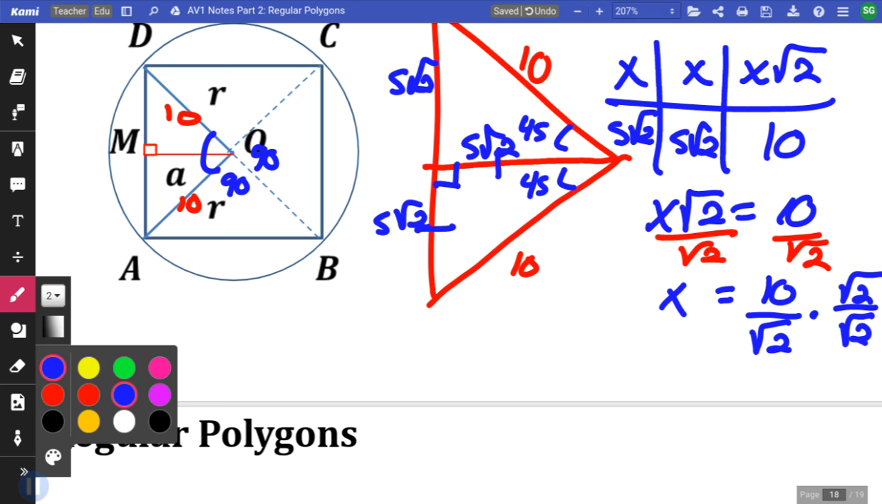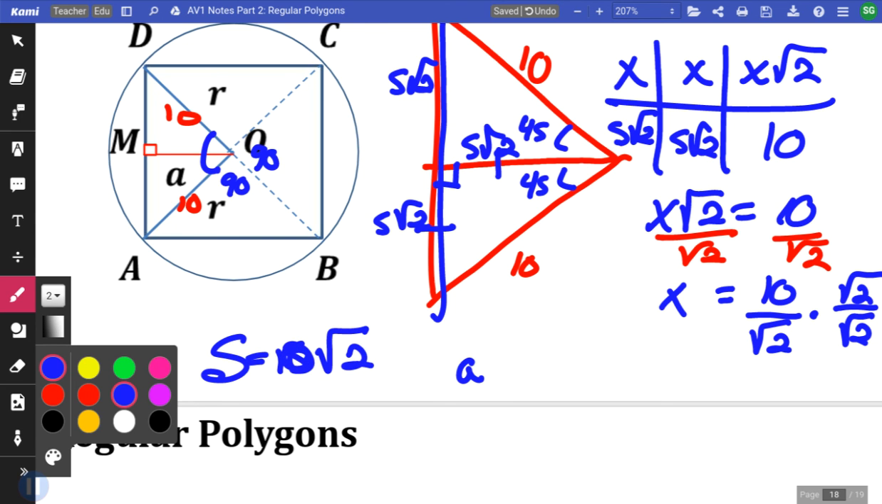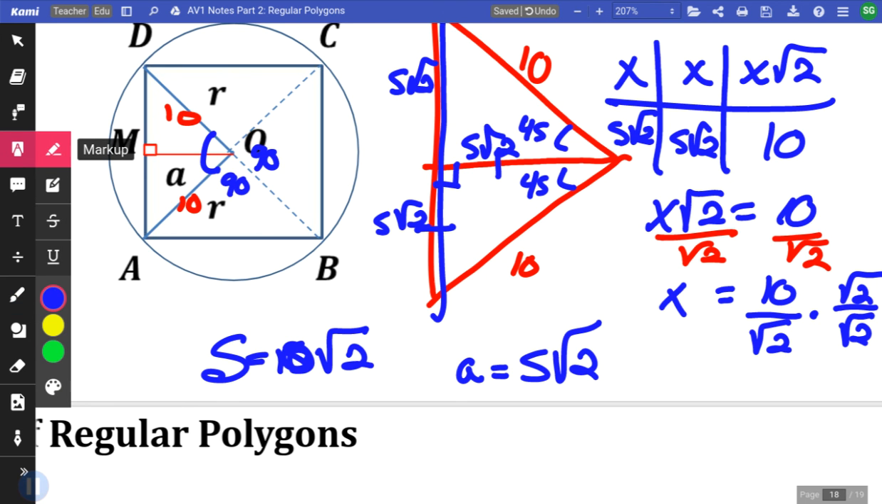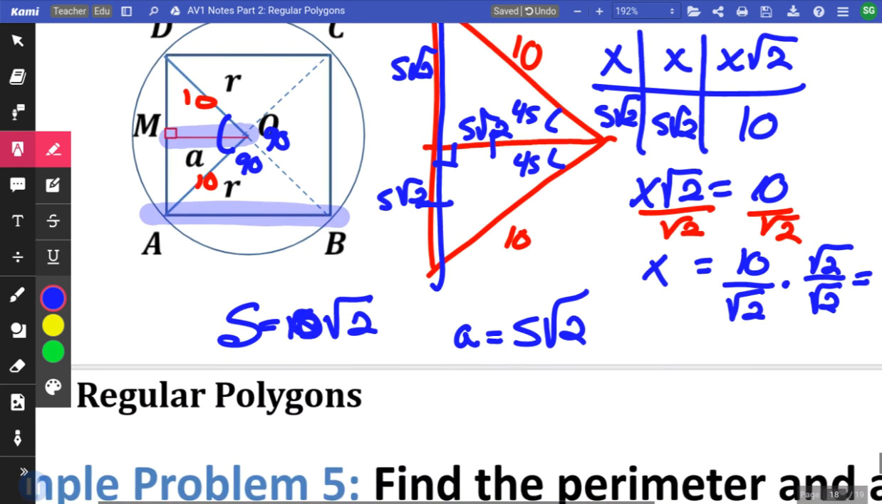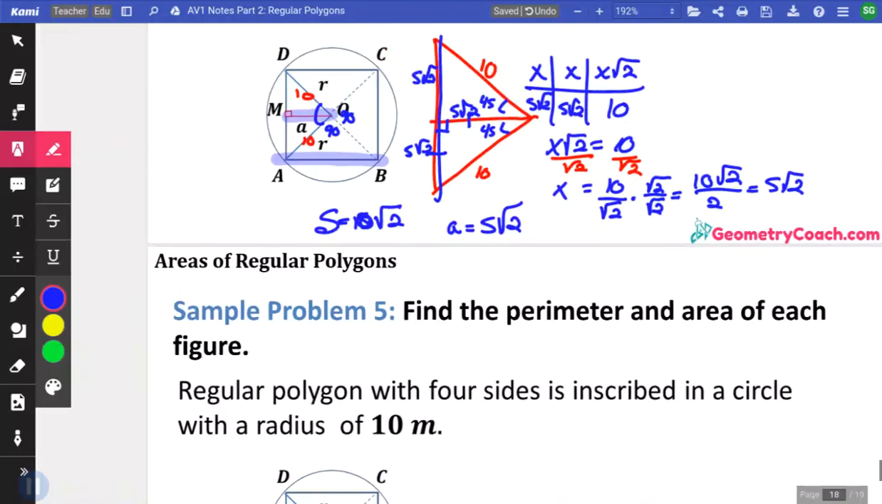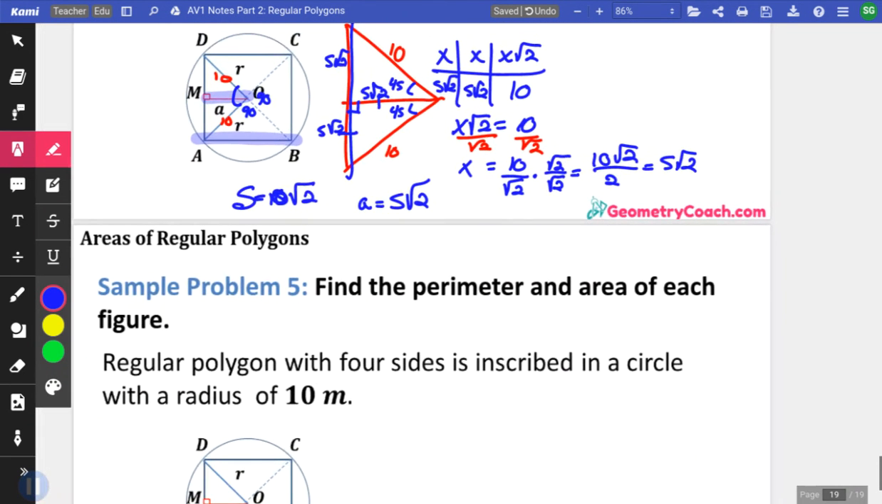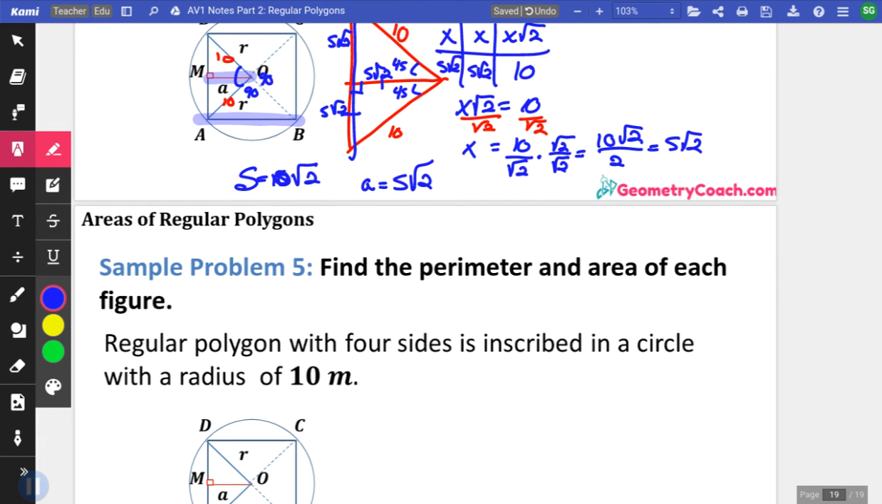Well, it's 10 root 2 because it's two 5 root 2s. So our side length is 10 root 2. Our apothem is 5 root 2, which makes sense because look, here's your apothem, here's your side length. Yeah, the apothem's half the side length in a square. Okay, we have a second slide for a little bit more space.